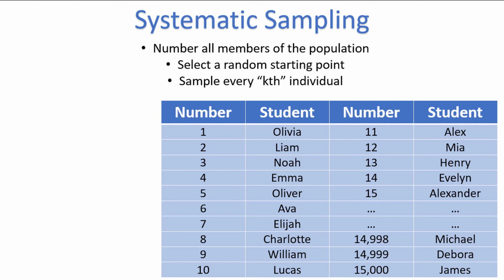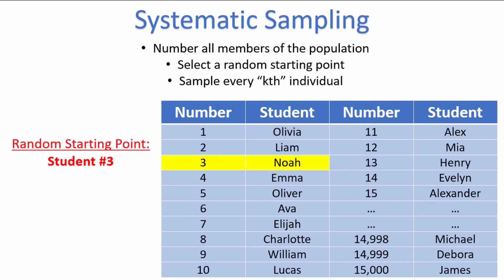Then, let's say we generate a random number from 1 to 15,000, and we get 3. So student 3, Noah, is the starting point. Then we sample every kth student. Let's say that k is equal to 5, meaning that we will sample Charlotte, Henry, and a bunch more people in between, and then you can trust me that we will also sample number 14,998, which is Michael.